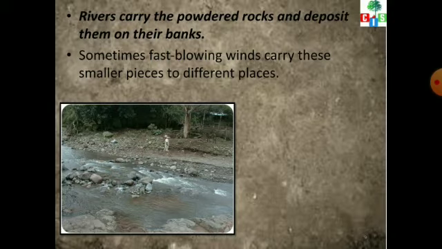Okay, so when this powder form happens, what happens at that time? When the river is flowing from that side, it carries the small parts of the rocks, the powder form of the rocks, and this powder settles down on the banks of rivers. Sometimes fast blowing winds carry the smaller pieces to different places. In the same way, when there is very fast wind, there is so much sand and dust in our atmosphere. In this way, the wind also carries the soil to different places.